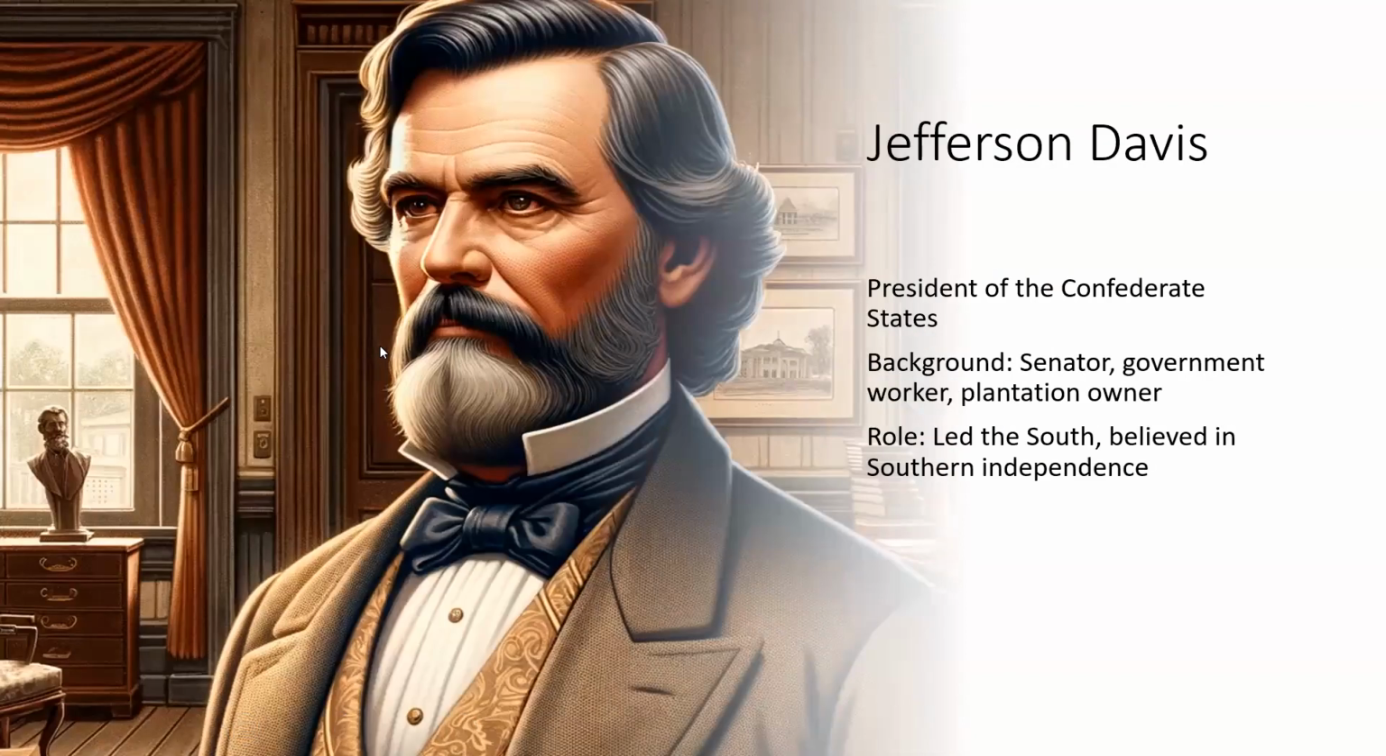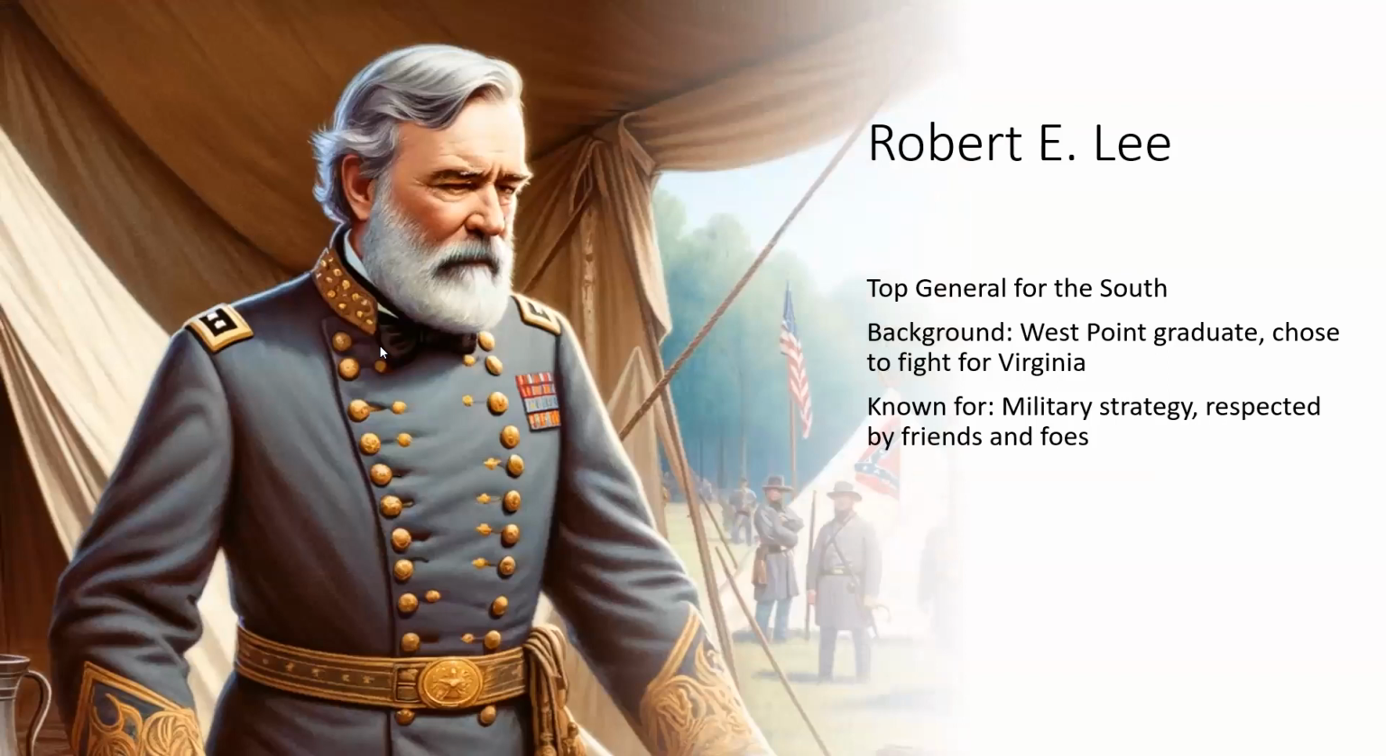Jefferson Davis, on the other hand, had a background as a senator. He was a government worker, plantation owner. Yes, he had some credentials, but the real leader, the better leader, for lack of a better word, was Robert E. Lee. Now, this could be debated on many fronts, but history proved that Lee's military prowess was top-notch. Even President Lincoln had offered him command of the Union forces, but of course, he declined due to his loyalty to Virginia.